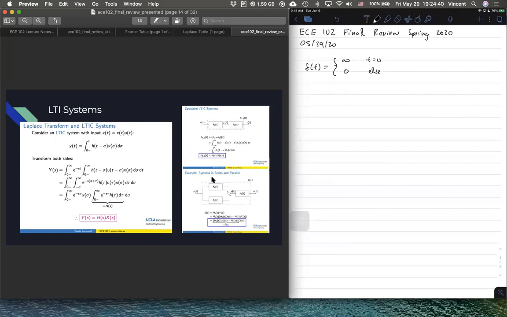And then when you have systems in parallel and they add up using this sum block, then you can just add the two impulse responses together to get the equivalent. So you see here there's H1 of s plus H2 of s. That's the left-hand side, and then it gets multiplied by H3 of s because they're cascaded.